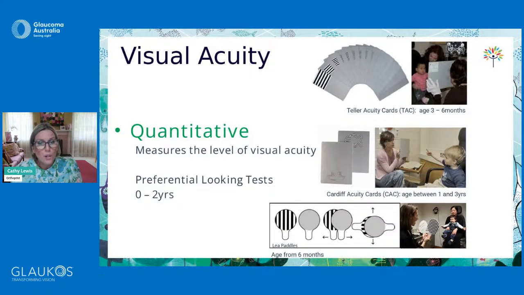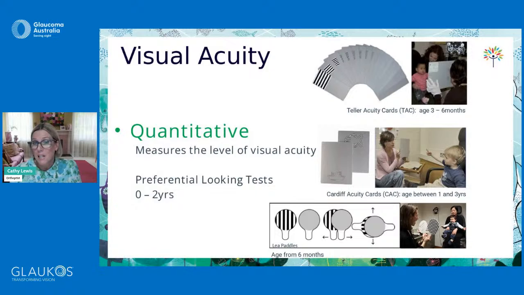Now, quantitative visual acuity tests do measure the level of visual acuity and they provide that numbered result. So you're often getting a fraction. And the 3 main types of preferential looking tests are shown on the slide. So they all look different, but they use the same principle. And that is to show a card that has a pattern on one side and no pattern on the other side. And the child will automatically look towards the pattern if they see it. And this pattern gets finer and finer, which will give a level of visual acuity.